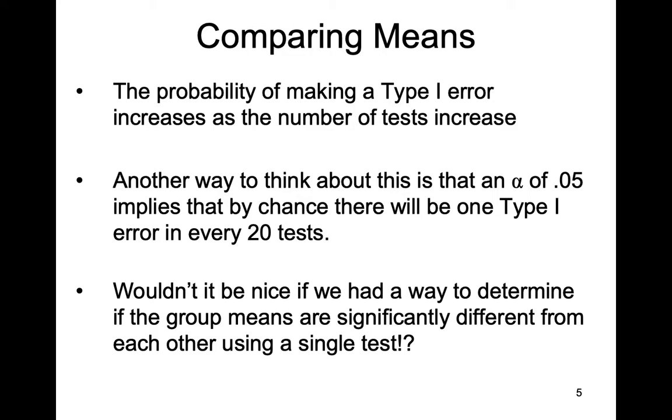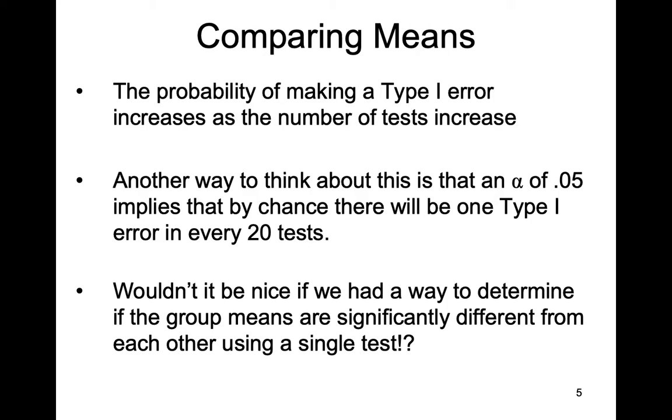And so another way to think about this is that an alpha of 0.05 implies that by chance alone there will be one type 1 error in every 20 tests. So for sure, if you do 20 tests, we can think about it would be close to a 100% chance that we're going to make at least one type 1 error.